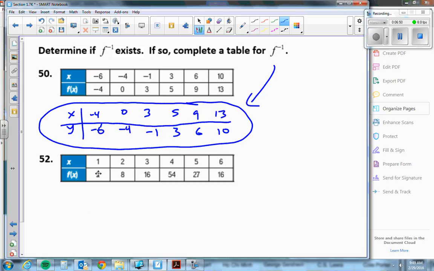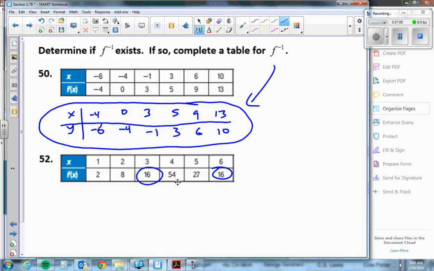Next one. Is 52 a function? Is the inverse a function? No. It tells right there. You have y values that repeat. We'd say it's not a one-to-one function, unlike the previous one. The first one, every x produces one y, so it's a function, and every y comes from one x, so it's a one-to-one function.